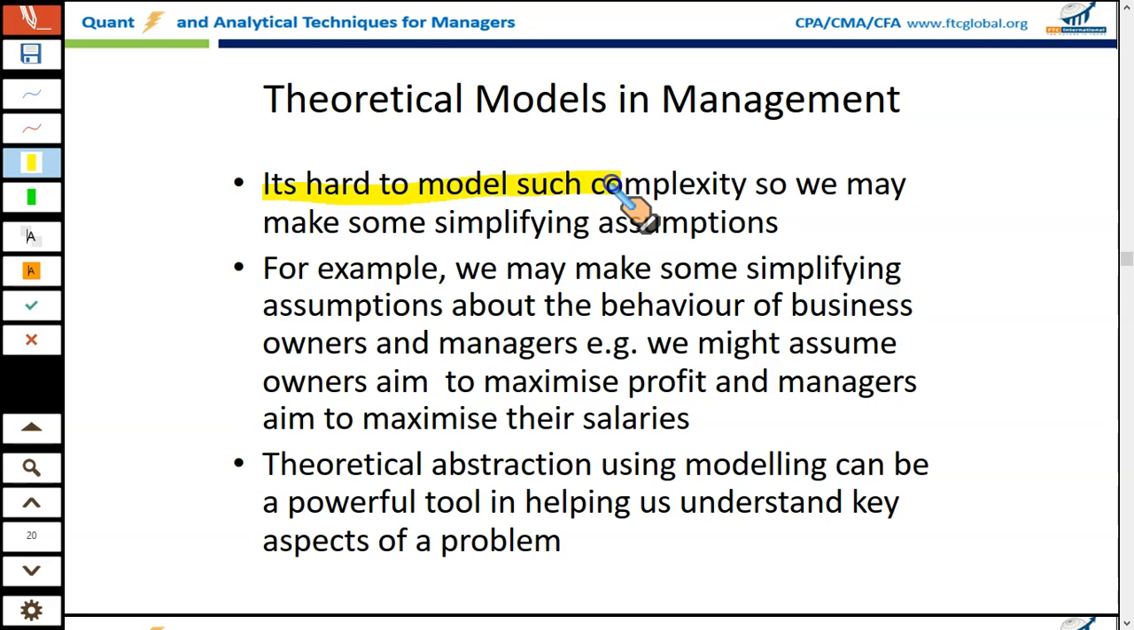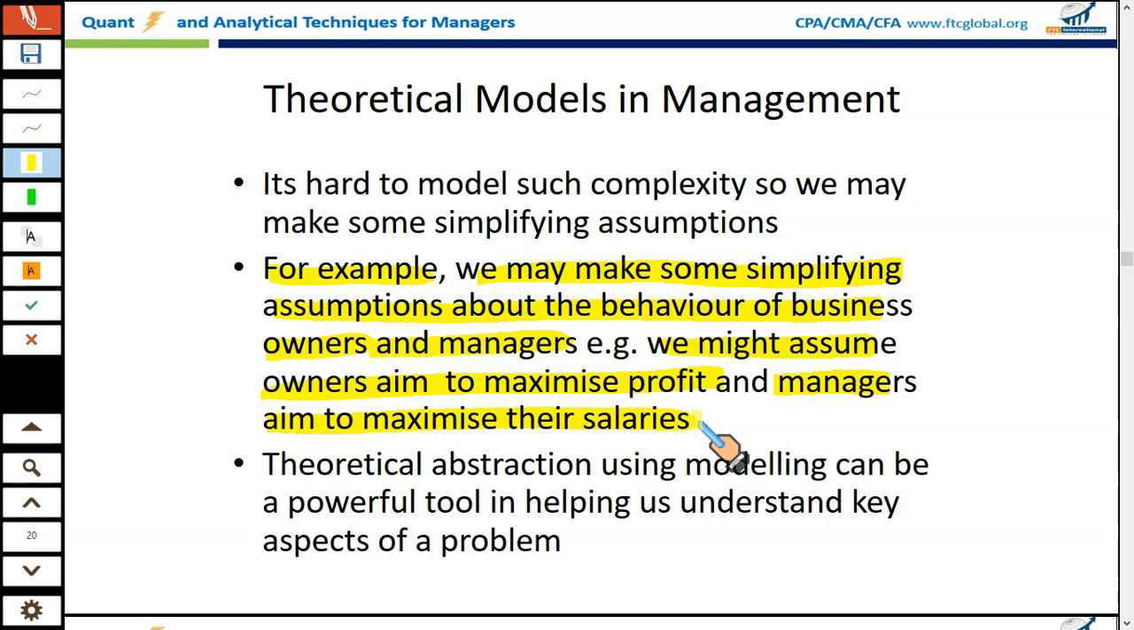It says it's hard to model such complexities, so we may make some simplifying assumptions. Yes, because real-world business scenarios are very complex. Monopolistic competition, monopoly, oligopoly, so there are complex dynamics and market structures. These theoretical models simplify them by making basic assumptions about how things work, so at least it will make it understandable for us. For example, we may make some simplifying assumptions about the behavior of a business owner and managers. For example, we might assume owners aim to maximize profits and managers aim to maximize their salaries.